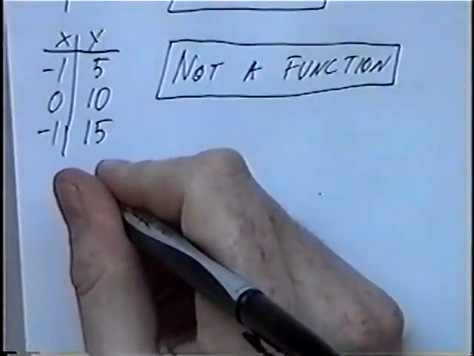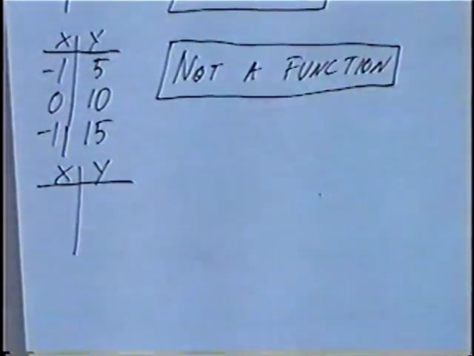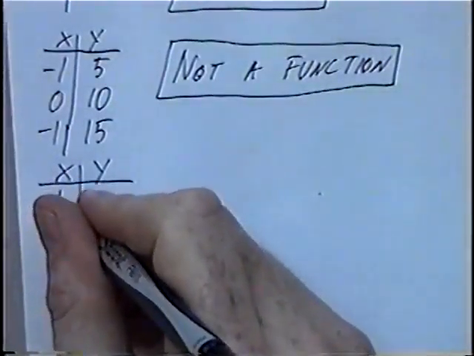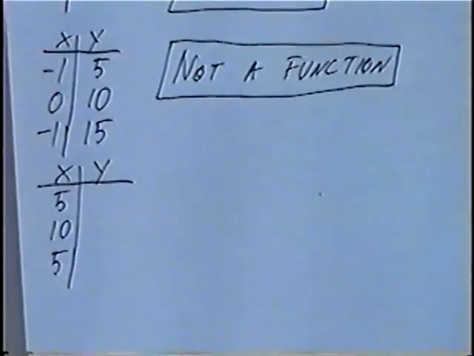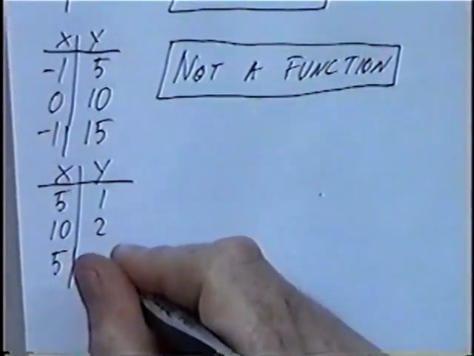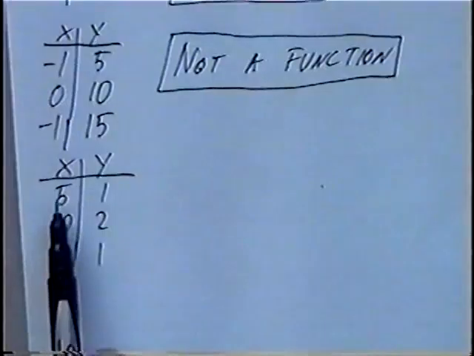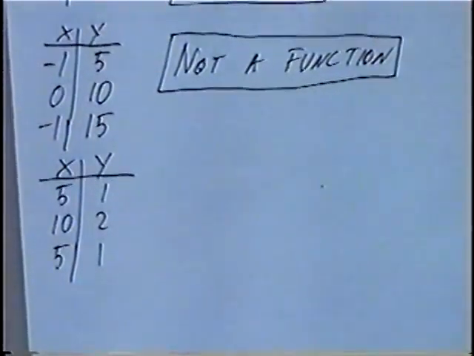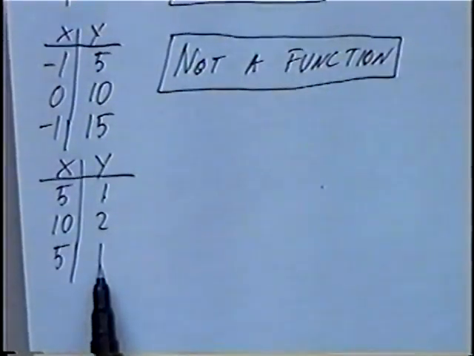Third question. Have another t-chart, xy table. Numbers for x are 5, 10, and 5. And the numbers for y are 1, 2, and 1. Again, when looking at a table of values or using the one-to-one definition, one x value has to have one y value. The x value 5 repeats. 5 has a y value of 1, and 5 also has a y value of 1.